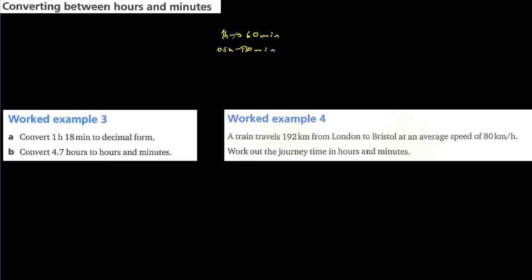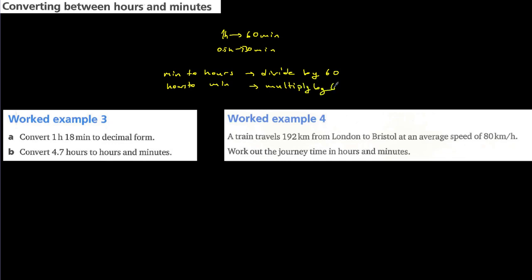We are going to find this by using these ratios here. If I want to formalize this, when we are converting from minutes to hours, we are going to divide the minutes by 60. If you are converting hours to minutes, you are going to multiply by 60.